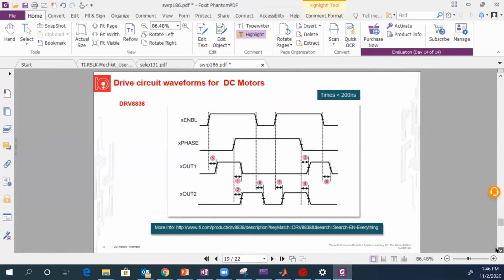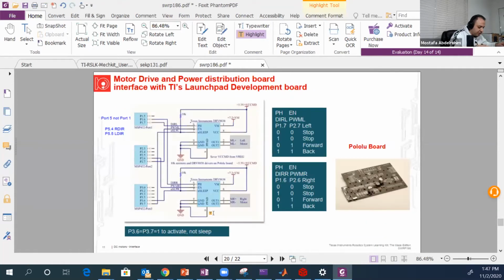Just forget about this. Yeah. Here are the connections that we're going to use today. So again, we have two chips. One to control the right motor and one to control the left motor. So this is the left motor, this is the right motor. Okay. And here are the pins that we're going to use.